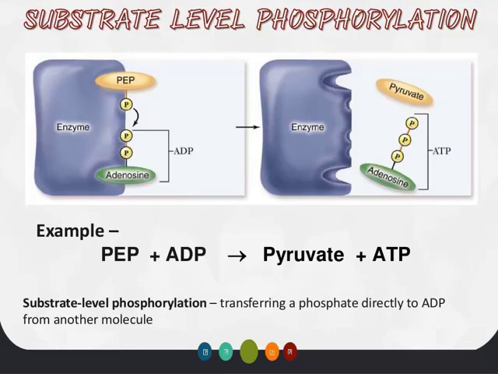If you see this example here, PEP plus ADP is generating pyruvate and ATP. So the energy for this reaction is obtained from your substrate, that is your PEP, and it's an example of substrate level phosphorylation.